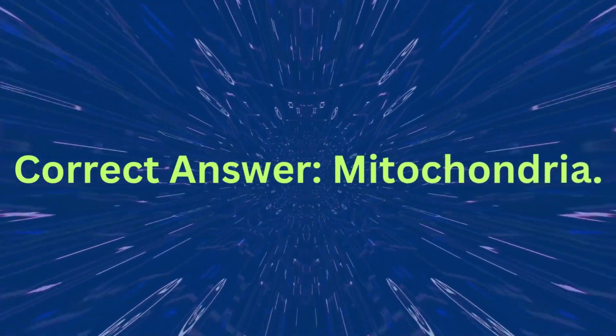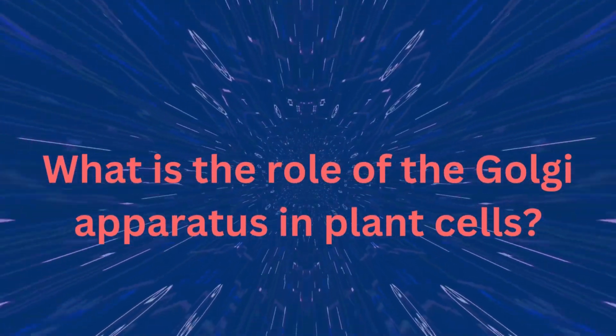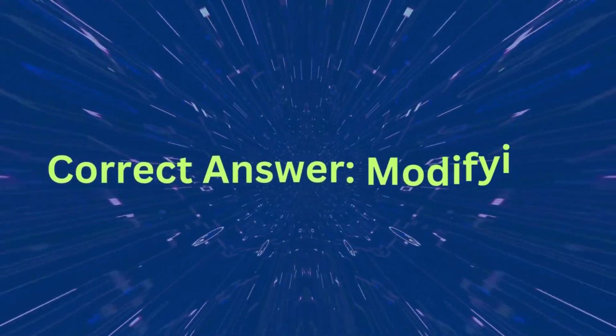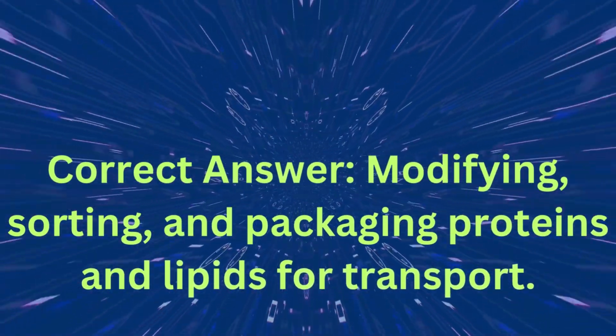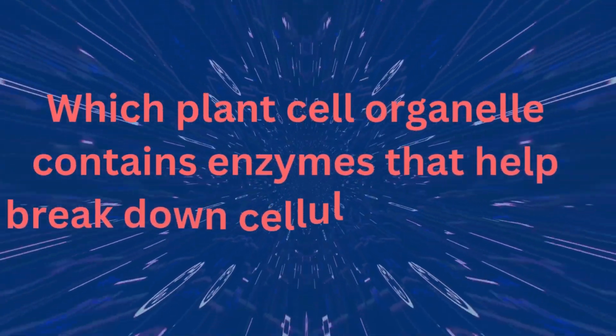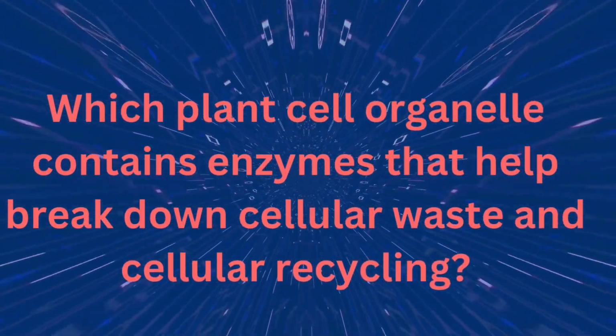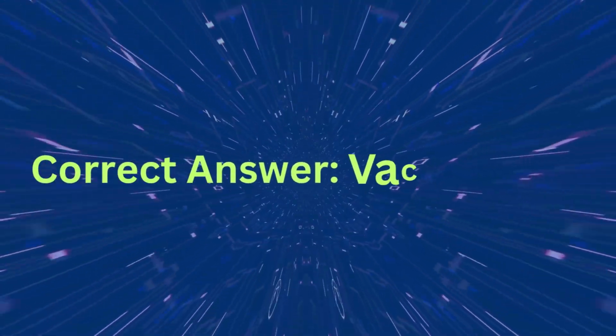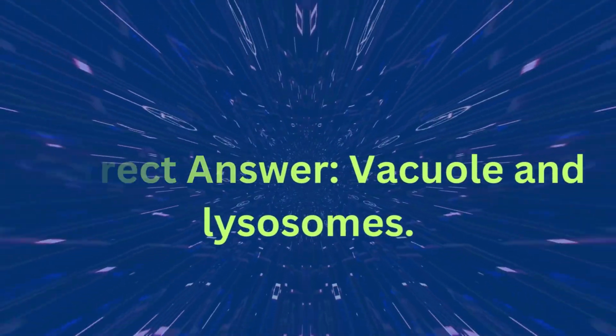Correct answer, mitochondria. 6. What is the role of the Golgi apparatus in plant cells? Correct answer, modifying, sorting, and packaging proteins and lipids for transport. 7. Which plant cell organelle contains enzymes that help break down cellular waste and cellular recycling? Correct answer, vacuole and lysosomes.